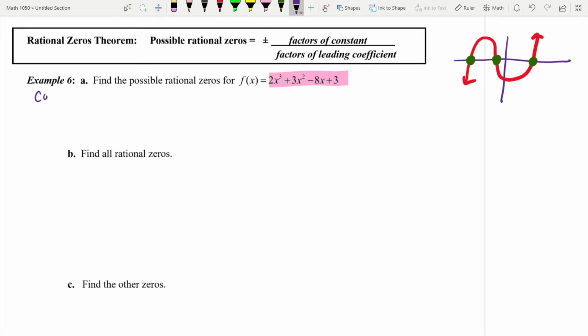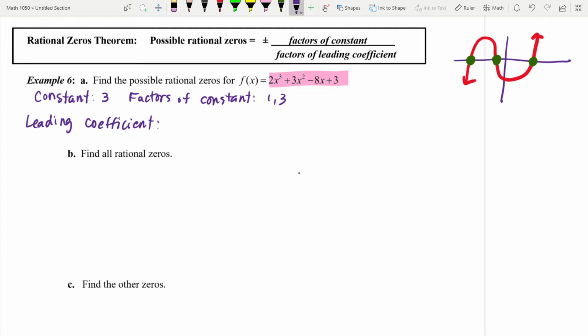Everybody write down the word constant. The constant is the number that has no letters. That's a 3. And then I want you to write factors of constant. The factors of the constant are the numbers that go into 3. That would be 1 and 3. Then I want you to write down the words leading coefficient. This is what the leading coefficient is. See, that biggest exponent is a 3. The number in front of that is a 2. And then we have to write down the factors of the leading coefficient. What numbers go into 2? 1 and 2.